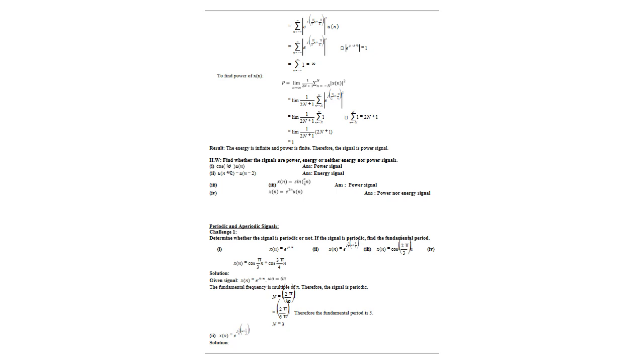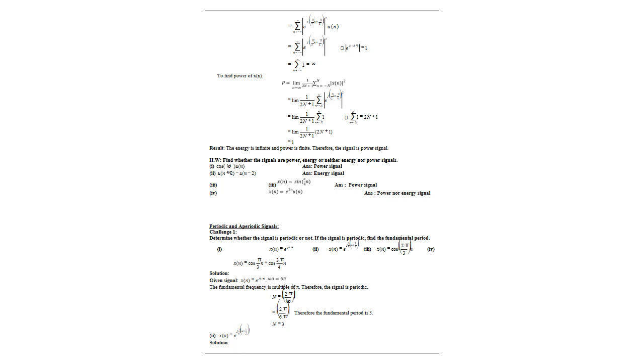Next we have to find out the power. So P is equal to limit n tends to infinity of 1 by 2n plus 1 summation n equal to minus n to n of modulus x of n the whole square. So we substitute e^(j(πn/2 + π/4)) the whole square, so that will be 1. So it will be written as 2n plus 1 by 2n plus 1, so that is 1. Okay. So the energy is infinite and power is finite. Therefore the signal is a power signal. Okay. Next.